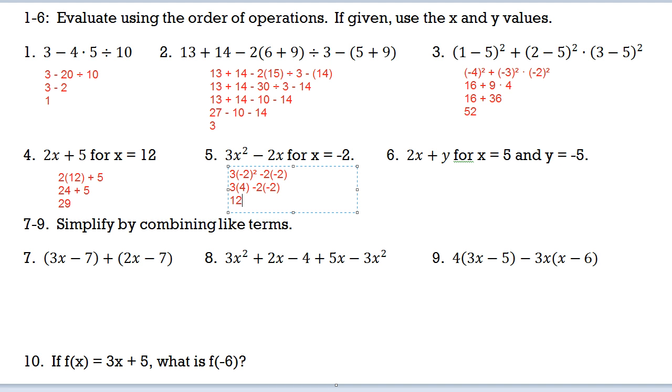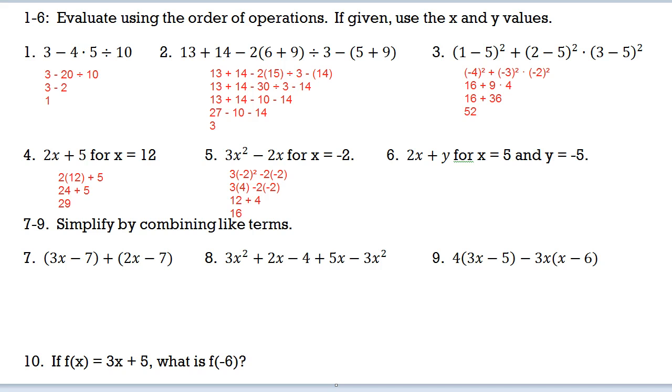And then here's the debate that people get into. Is this -2 times -2, or is this a subtraction sign in front of a +2? And once again, it doesn't really matter. I am going to pretend that it is a -2 times a -2, which would make a +4, and then 12 plus 4 is 16. That's how I would do it. No matter how you look at it, as long as you get 16 as your answer, you have done it correctly.